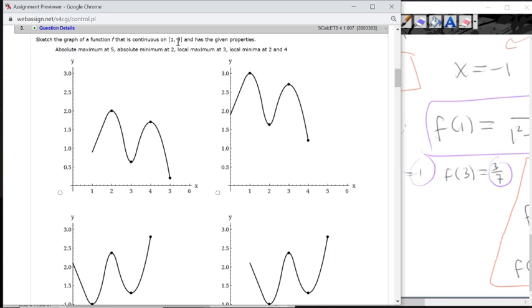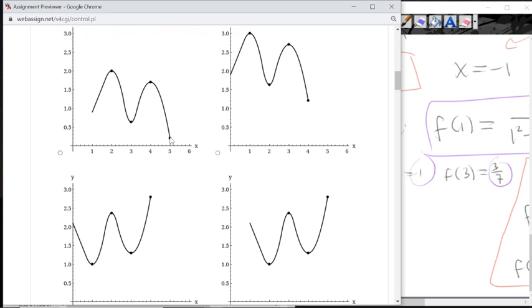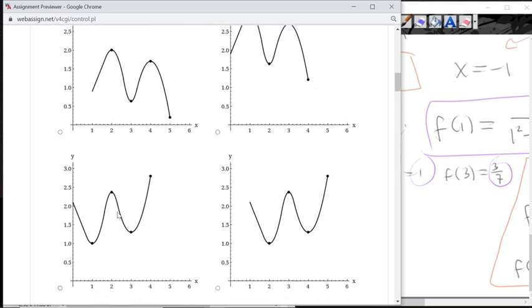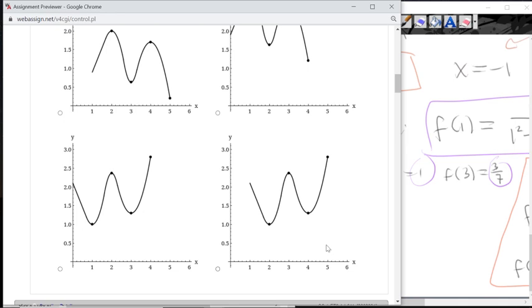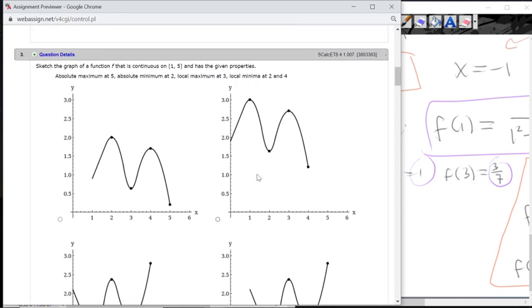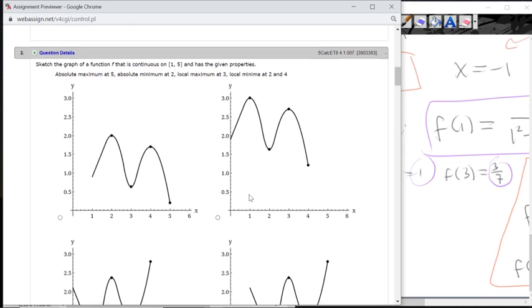At 5, we're only on the interval from 1 to 5. At 5, we should have an absolute maximum. That doesn't look like a maximum. This one's not even existing at 5. This one doesn't exist at 5. Well, this one does, and it looks like that is the absolute maximum right there. Absolute minimum at 2.